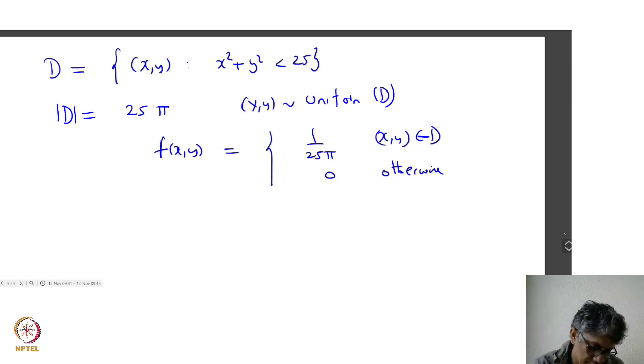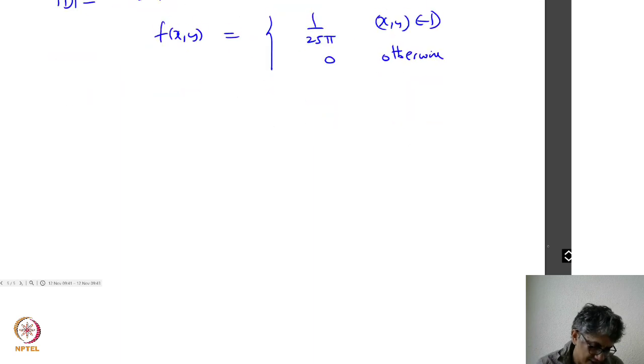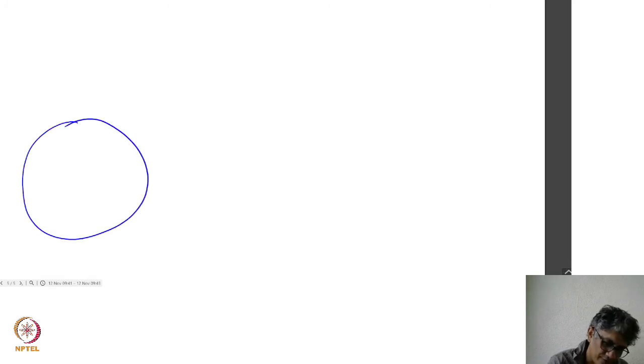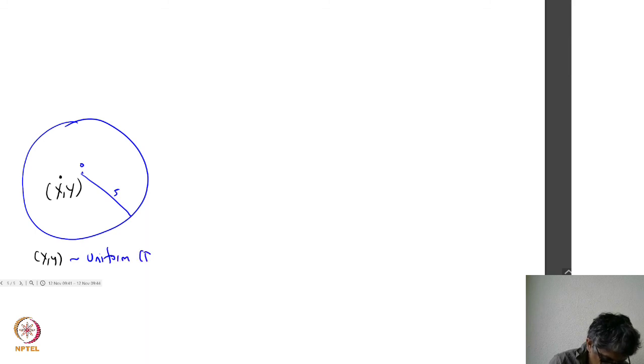Now, so what is going on? So now I have this circle. Let me write the circle down at the bottom. So I have this circle and I'm choosing a point uniformly, right? So (x, y) is a point uniformly chosen on the circle. This is the origin. This radius is 5. So (x, y) is uniform.